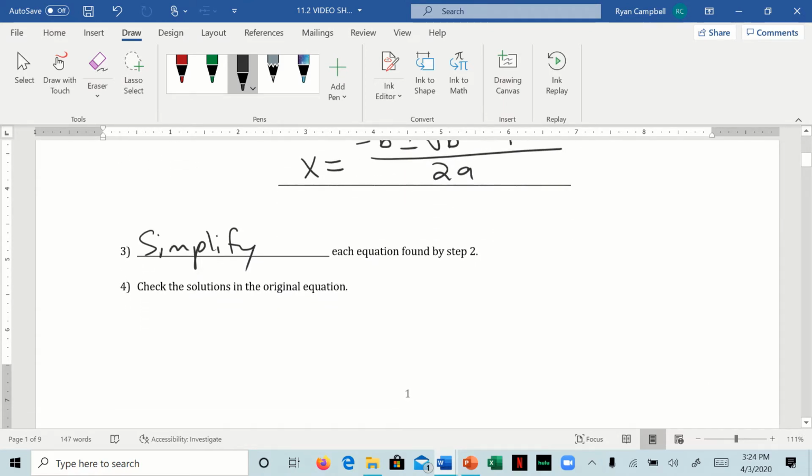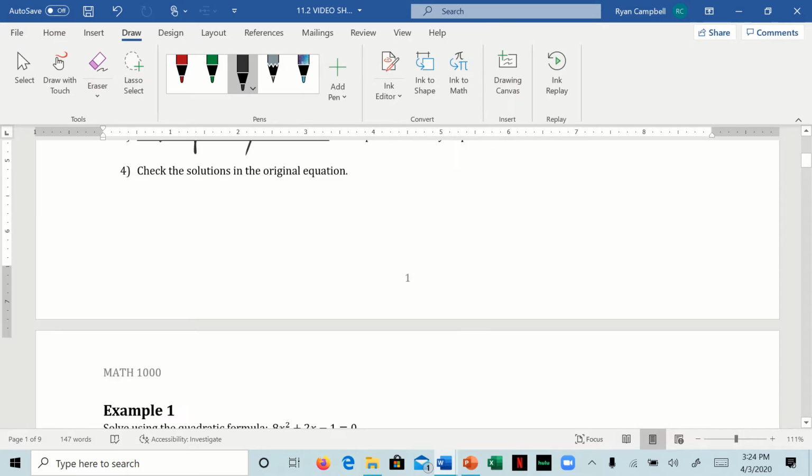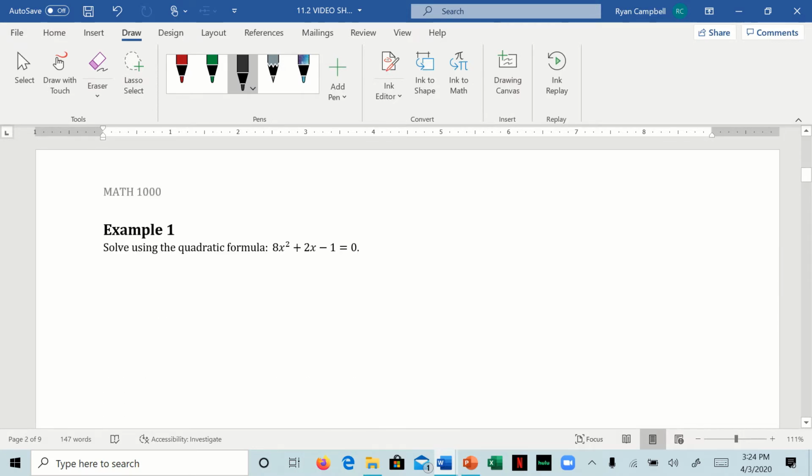All right, so this is mostly it. We're going to do 4 examples, and then we're going to talk about something kind of cool with the quadratic formula. Well, I think it's cool.